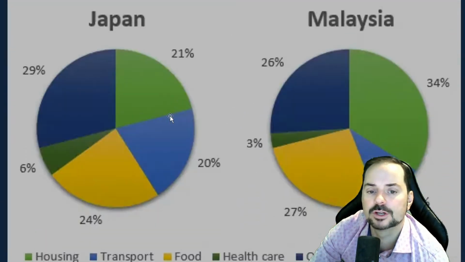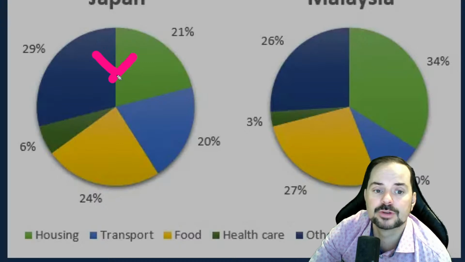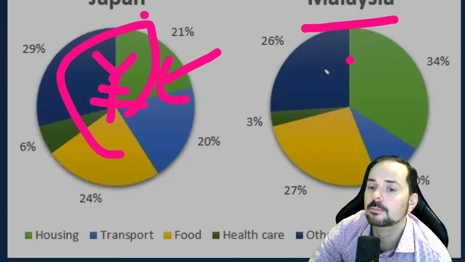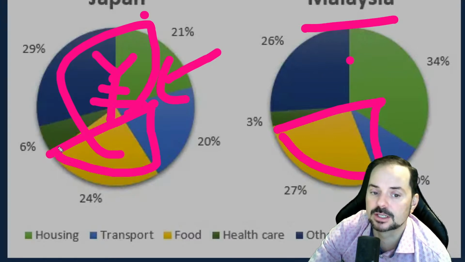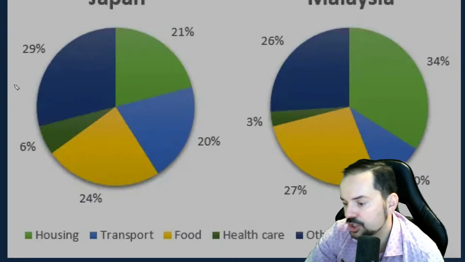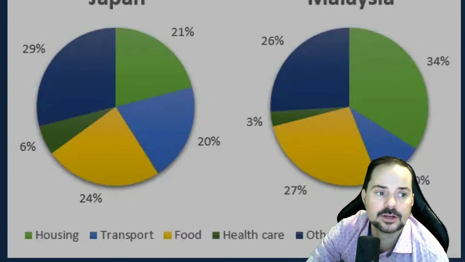The reason why, of course, is Japan is a much more expensive country with the Japanese yen than Malaysia. So they're probably spending a lot more money in Japan than Malaysia, but it's the proportions, the percentages that we're interested in here. Okay, so proportionally, they spent about the same. Okay, not the same amount.